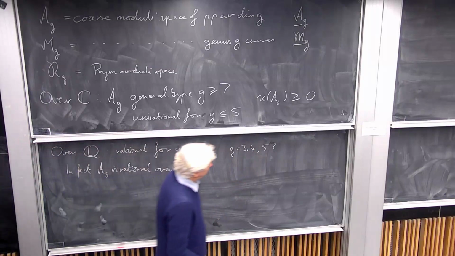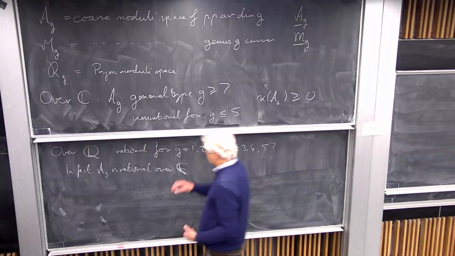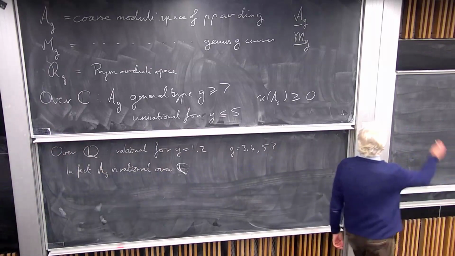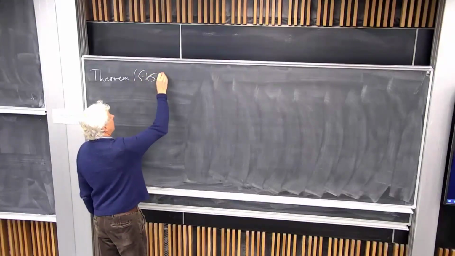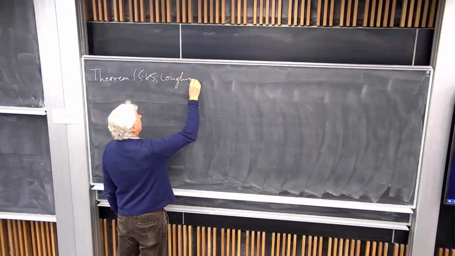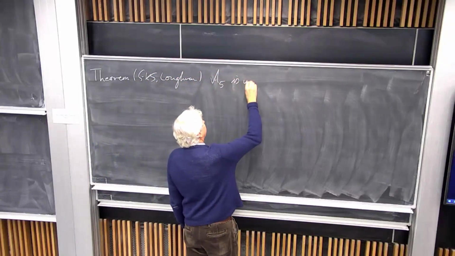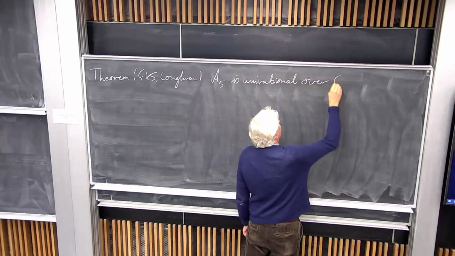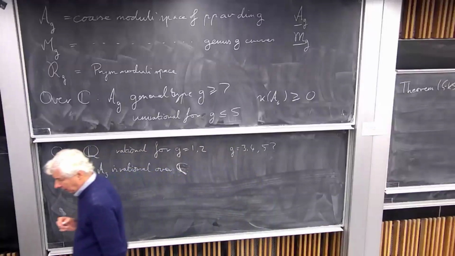Okay. So those are the questions, and I'm just going to go through some of these and say what we found. So the first theorem is that A5 is unirational over Q.